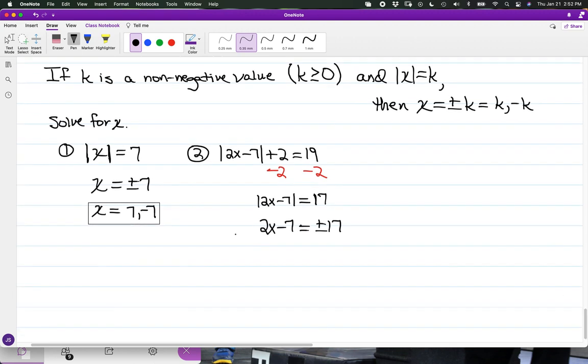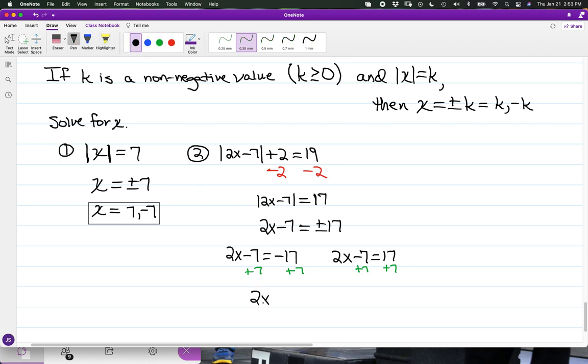And we're finding out what values of x will set 2x minus 7 equal to positive or negative 17. So you have 2x minus 7 equal to negative 17, and 2x minus 7 equal to positive 17. If I isolate the x term for both equations, I can add 7 to both ends.